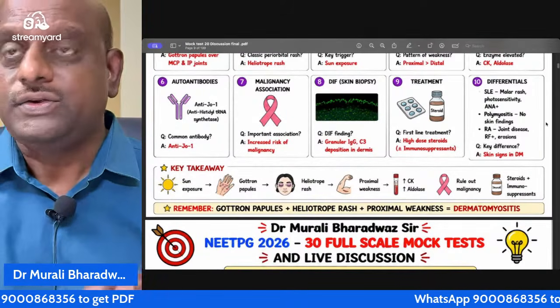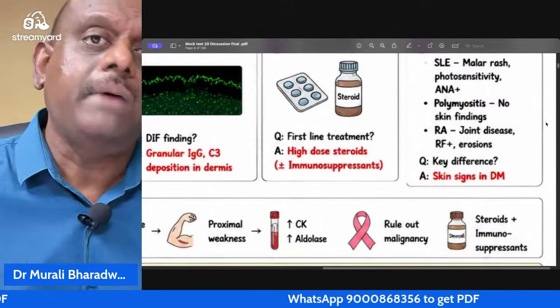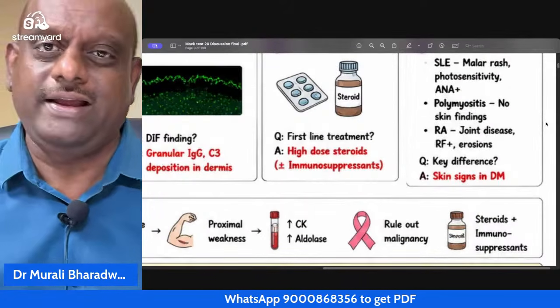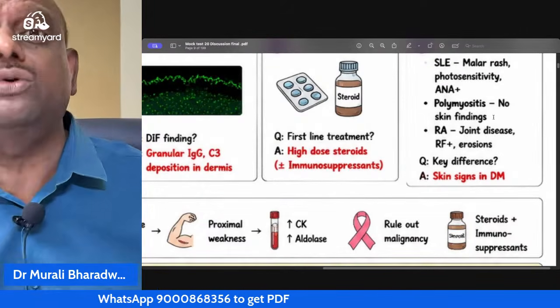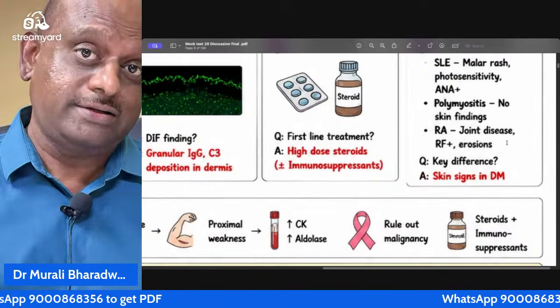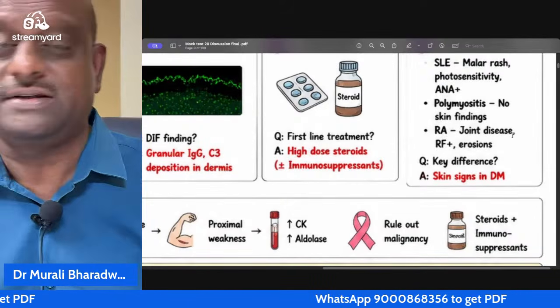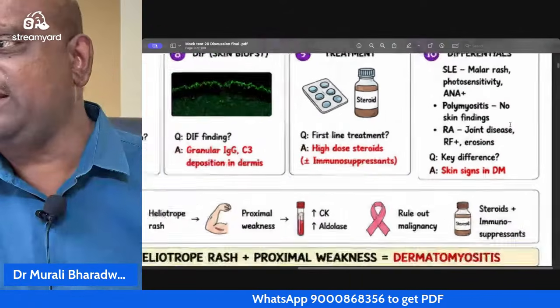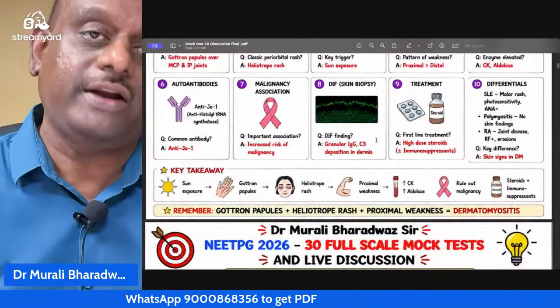And what are the skin signs in dermatomyositis, doctor? Malar rash, photosensitivity is very classical. Why not polymyositis? There are no skin findings in polymyositis. Why not rheumatoid arthritis? Erosions, rheumatoid factor positivity, joint disease. So it is the skin signs which point towards the dermatomyositis is what we need to remember.